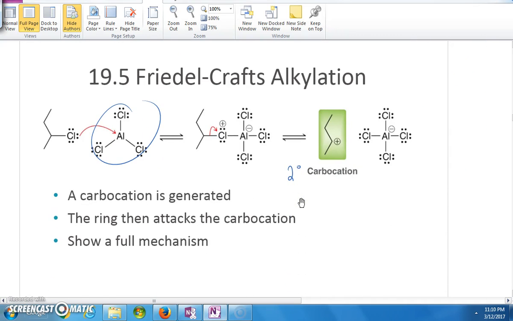As you can see here, because aluminum has an empty 2p orbital, it's able to accept electron density, and that makes the chlorine electron deficient. It now has a positive formal charge, and that leads to the breaking of the carbon-chlorine bond to yield the carbocation, which is then the electrophile, as you can see.